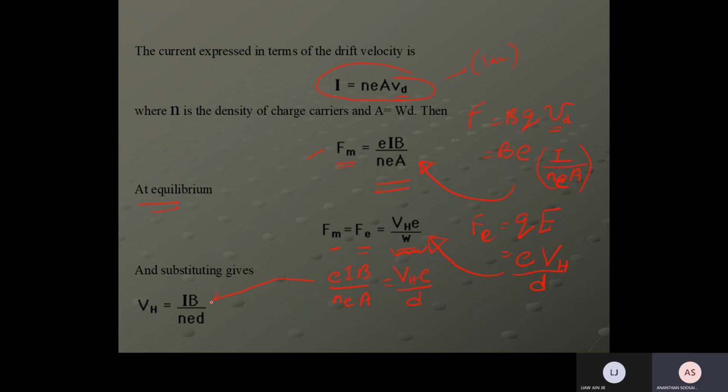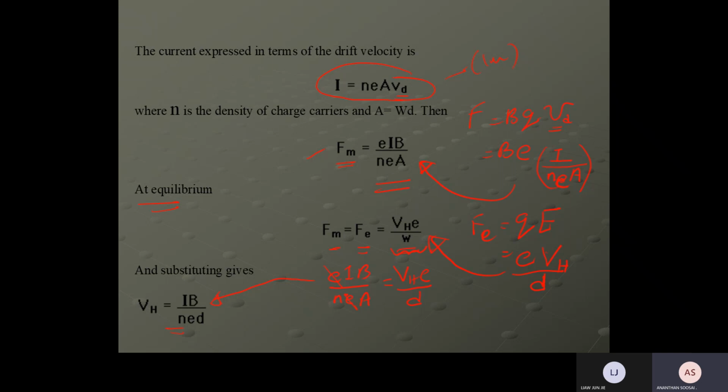Can you figure out how they got this finally? You see the final equation, what is missing? What has been cancelled? Here the E's cancel. What is not here in the last formation? What has been substituted? So this is the equation IB over NA equals VHE over D. What is missing here? What you have here but not here? The A has been substituted, right? We don't have A here.